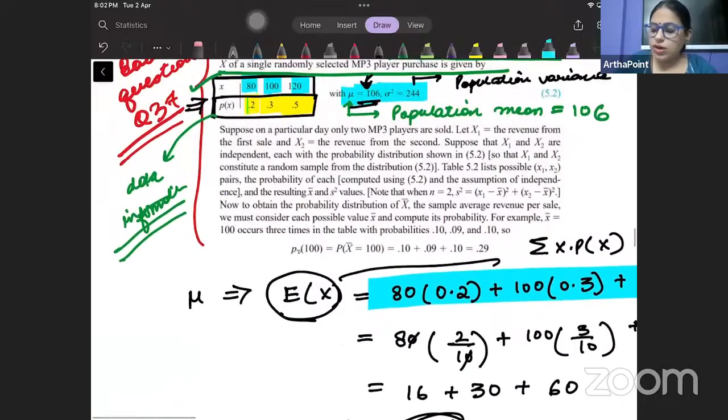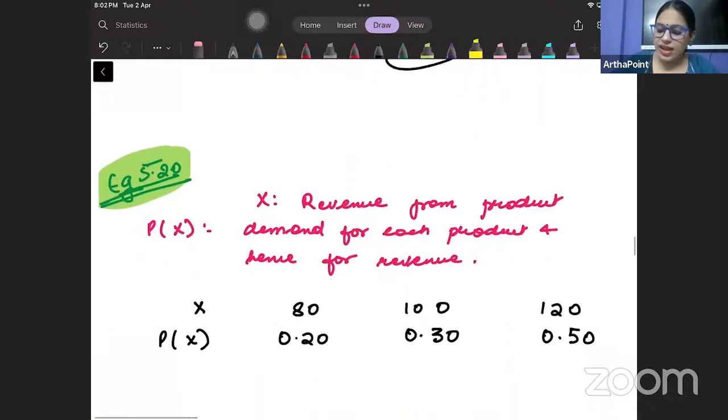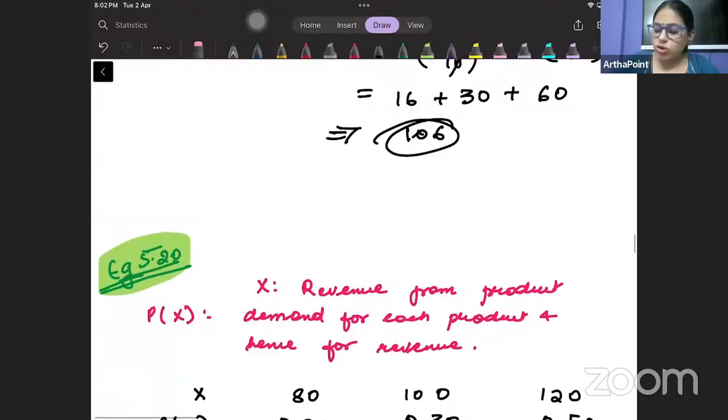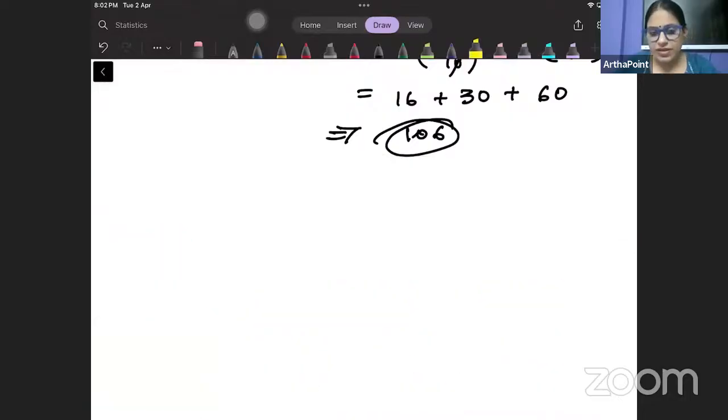Okay beta, now we will focus on the second part. So look here, this says that the variance of the population is 244. Let us spend 1 minute and just quickly calculate the variance also. So in order to find the variance, we know that the formula for variance is E of x square minus E of x whole square.